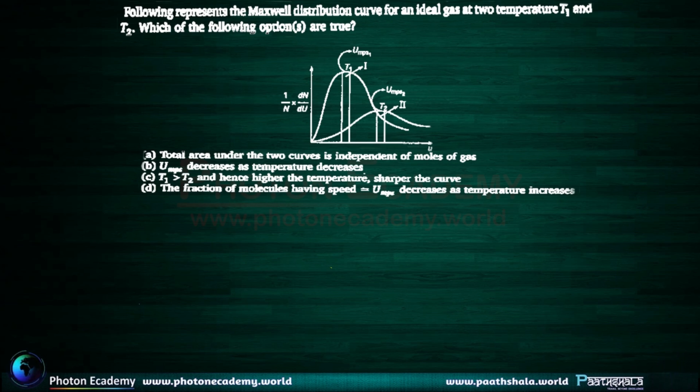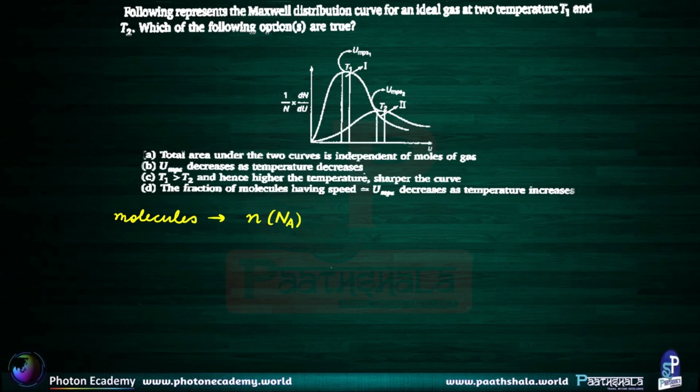Now we know that the total area under the curves is equal to the total number of molecules, and the number of molecules, their relation with the number of moles is equal to the number of moles times the Avogadro's number. Therefore, the number of molecules, if we call them capital N, the number of moles would be N divided by Na, right? So, the total area is not independent of the number of moles. It would depend upon the number of moles of the gas.